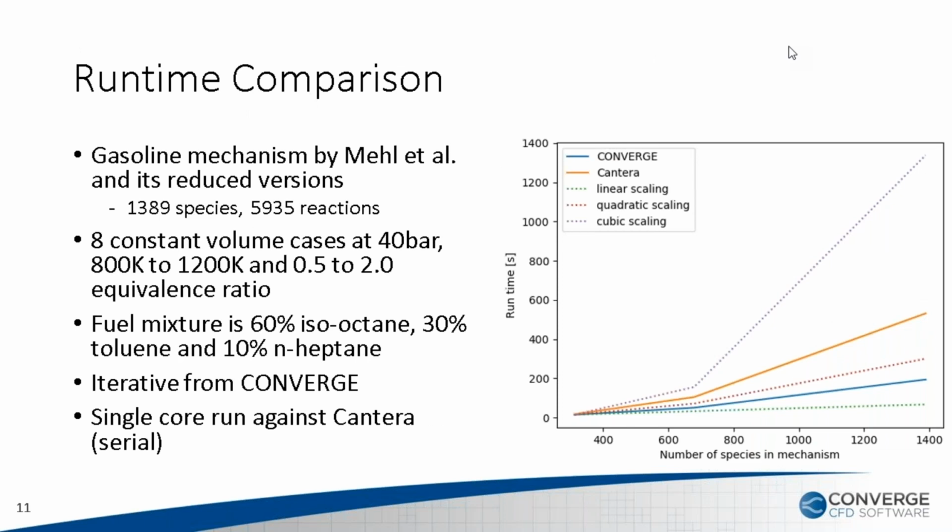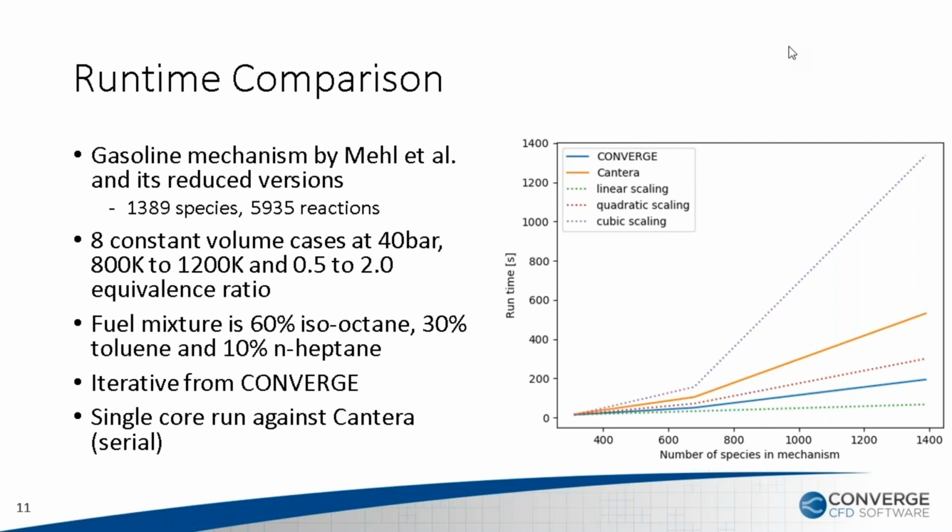So this is a runtime comparison of our 0D constant volume reactor with an open source solution known as Cantera. We are testing the same mechanism, the gasoline mechanism by Mehl, and its reduced version. We take the original mechanism that has about 1,400 species and about 6,000 reactions, and its reduced version that's also available on the internet. I think the reduced versions are 600 species and 300 species respectively.